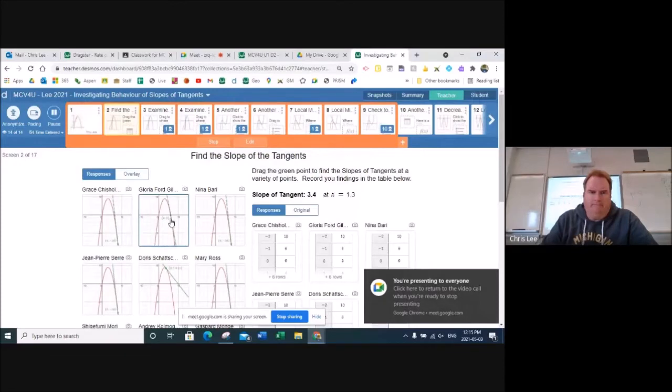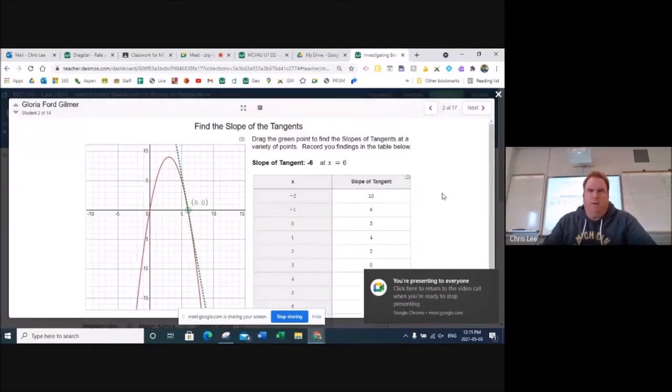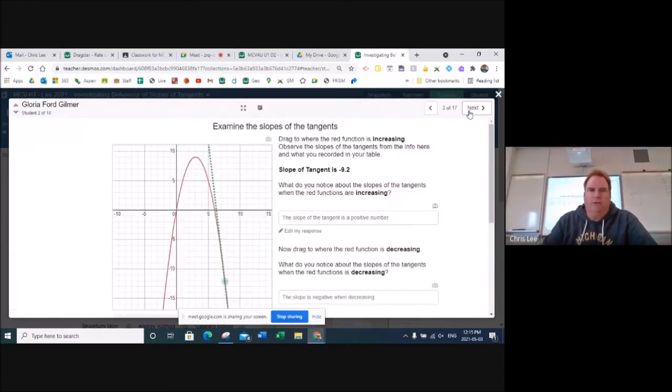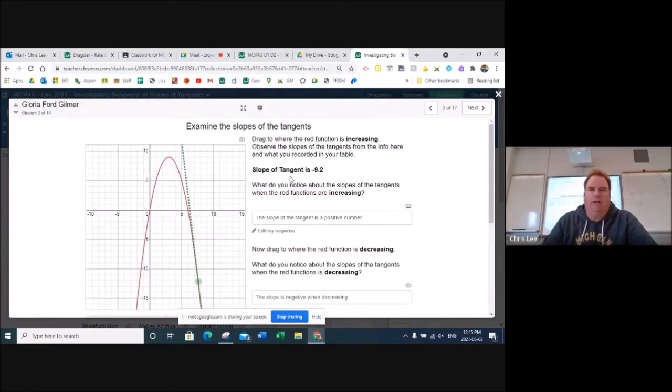So early on, you calculated all the slopes. And then I asked you to look at when the original graph was increasing. And what did you notice about the slopes? And I saw two different answers. One said, as the original function is increasing, the slopes of the tangents are decreasing. And that is true. If you look, these slopes are decreasing.